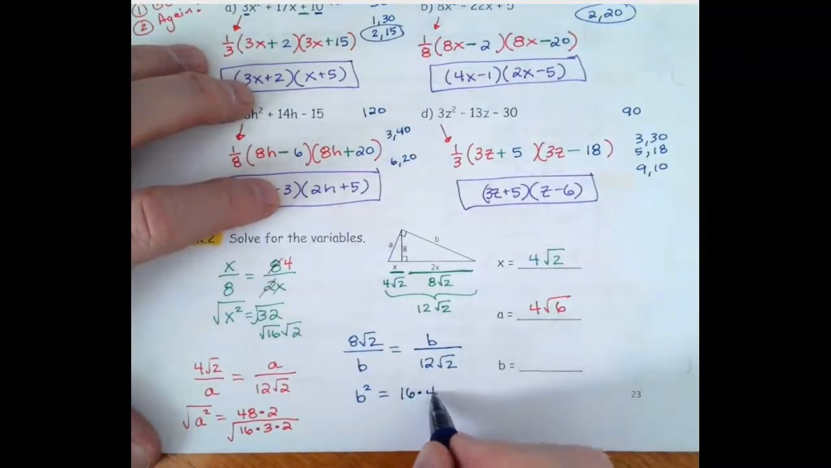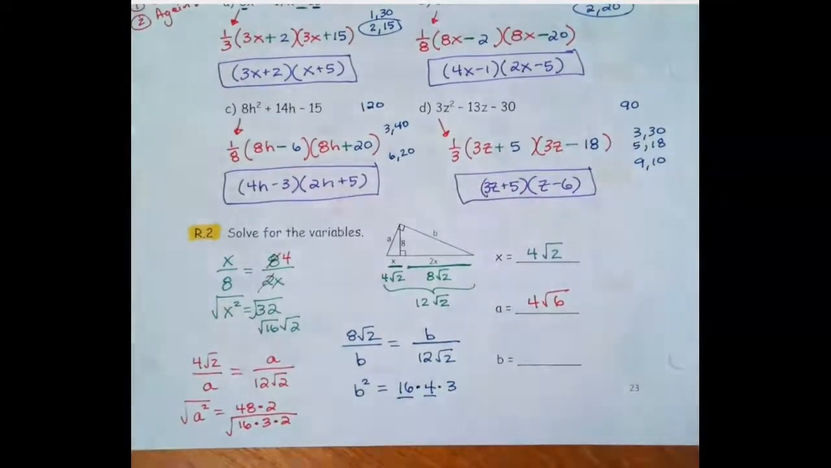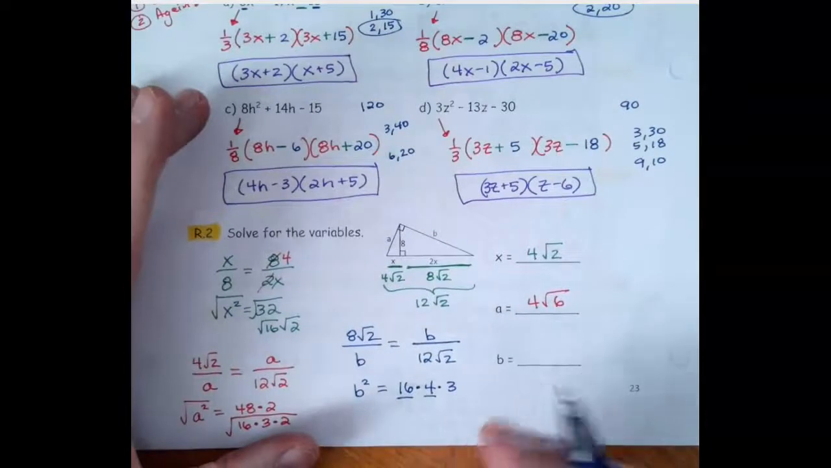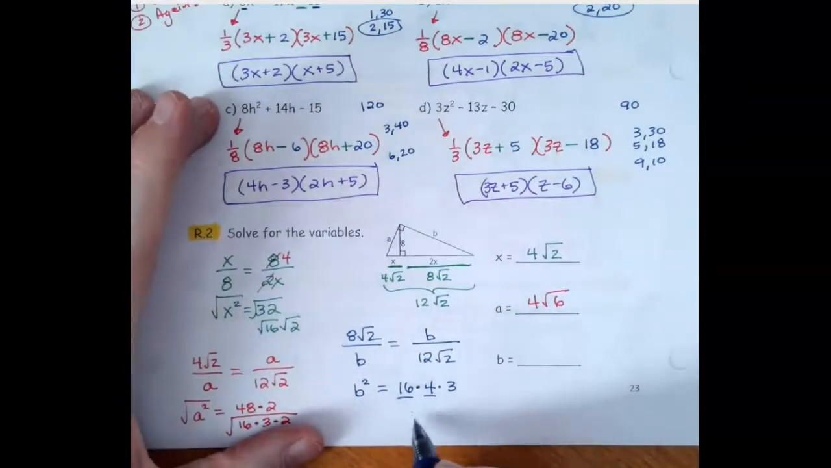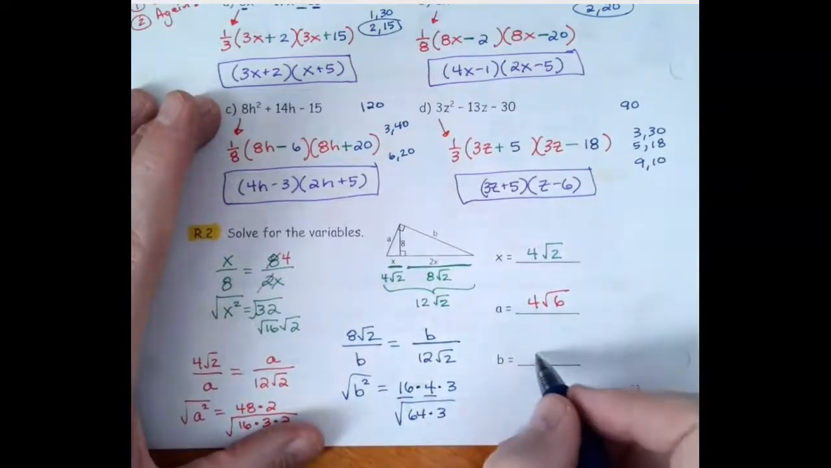But 12 is 4 times 3. So the whole point of what I'm trying to do in my head, as I multiply those, is I'm trying to find perfect squares, because I know that's going to help me out. Now at this point it's kind of up to you. I know that that's 64, so I would probably just do that, and then that's going to be 8 root 3.